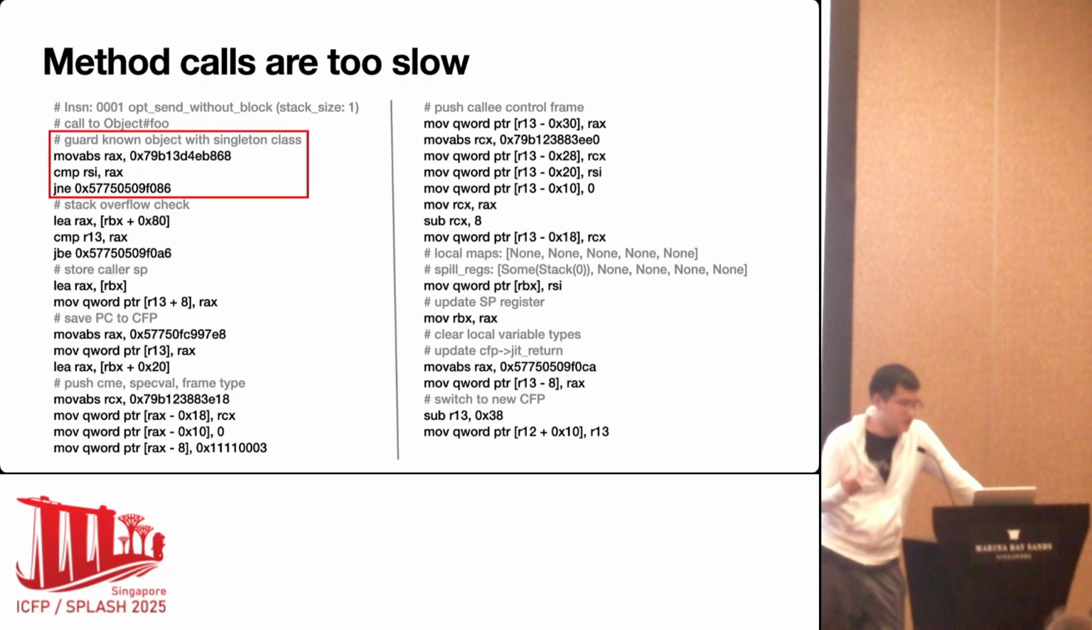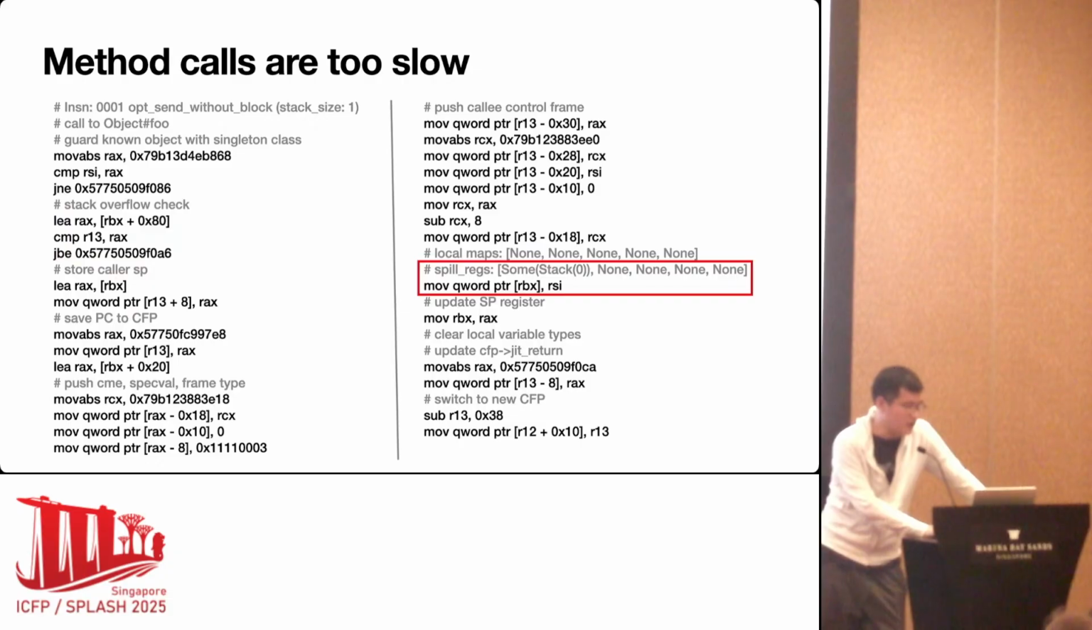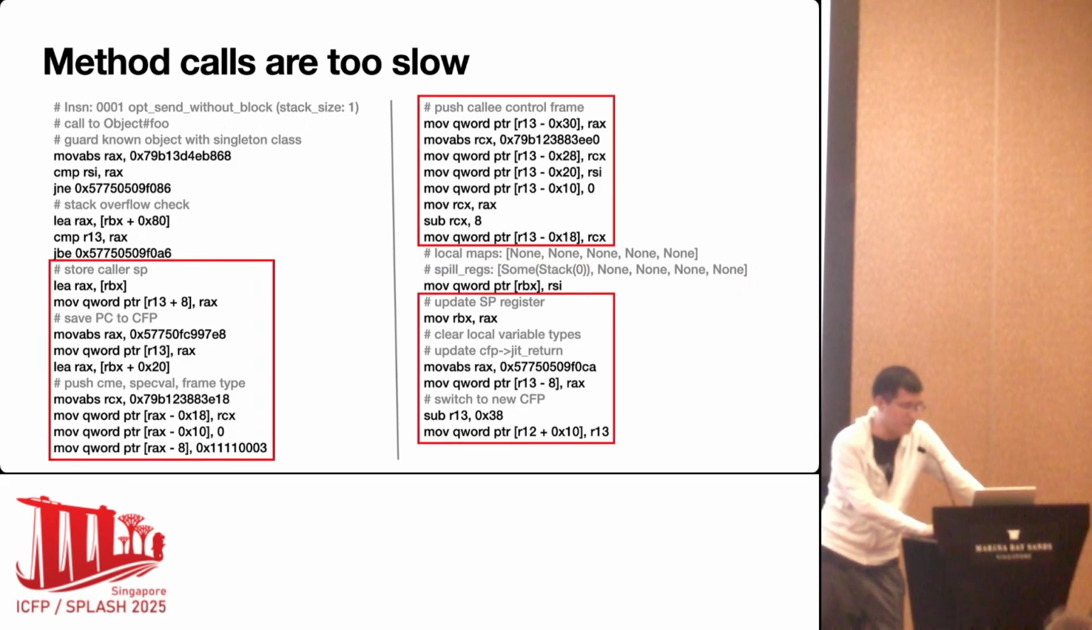First of all, we need to check the receiver class, and then also a stack overflow check to raise a stack overflow exception. And also, we spill registers on YJIT, and then the majority of the time is spent on the frame method that allows you to implement the dynamic nature of the language.